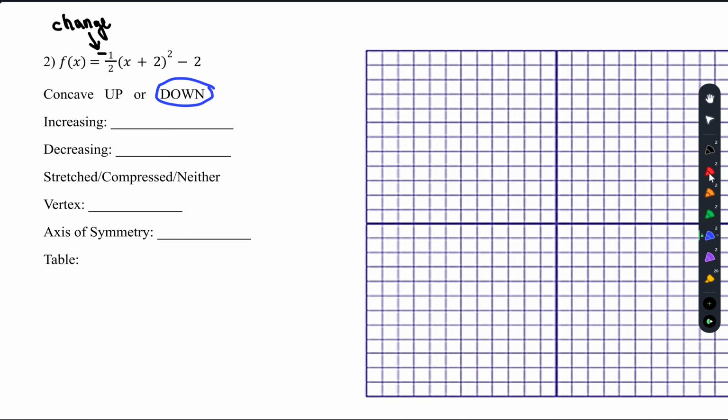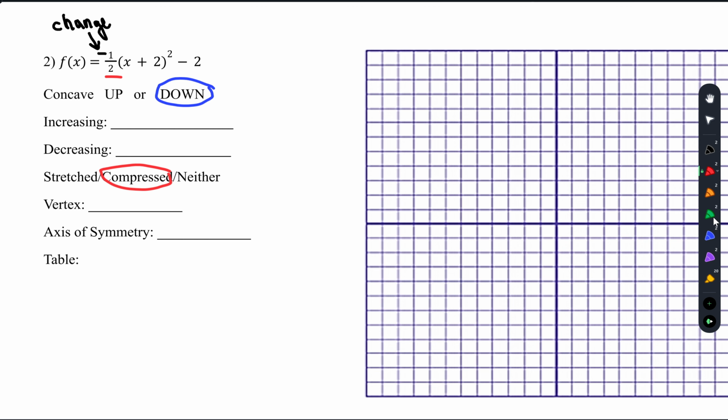Is this going to be stretched, compressed, or neither? Based on that A value. A values, Caitlin? Yeah, this one's compressed. A values between 0 and 1 are going to be compressed.